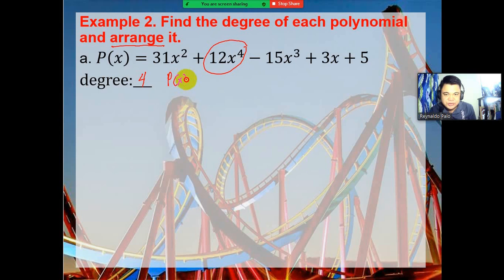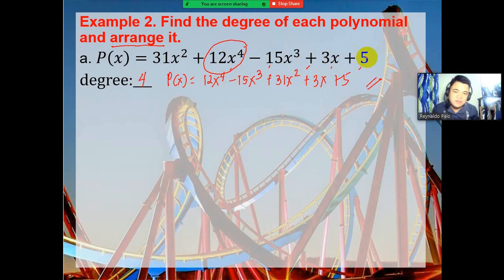So therefore, we can write this as p of x equals the highest degree, 12x raised to the fourth power. Then when you are arranging, please include the signs, whether negative or positive. So minus 15x cubed. After 4, it's 3. And then plus 31x squared. Then we have 3x plus 5. So we can see now that this one is a complete polynomial function because the degrees are there: 4, 3, 2, 1, 0. It's now arranged from the highest degree up to the lowest degree.